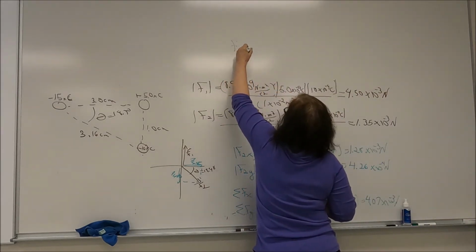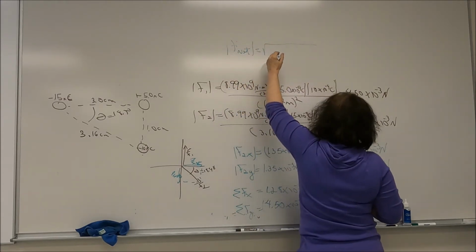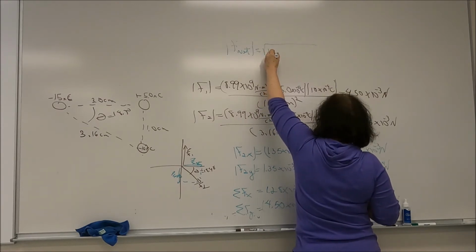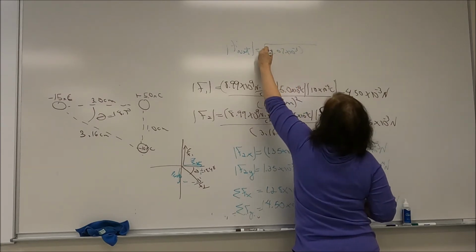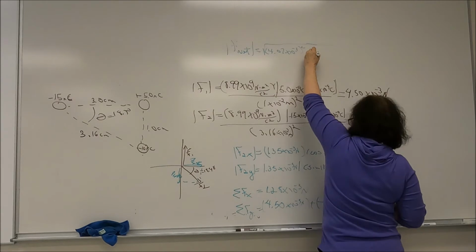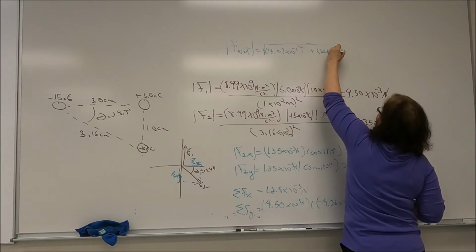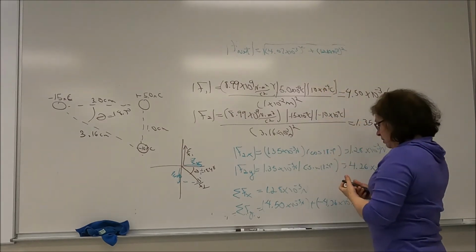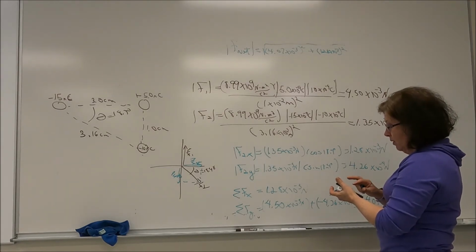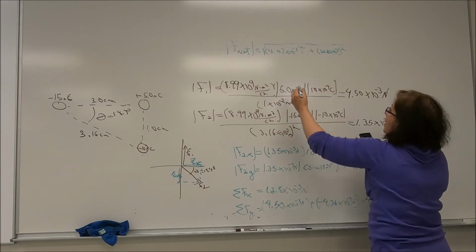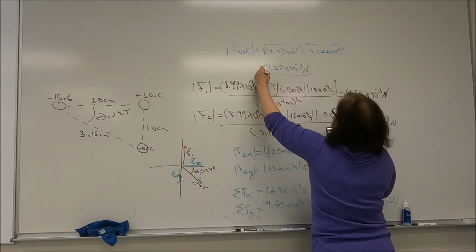So force net is going to be the square root of 4.07 times 10 to the minus 3 squared plus 1.28 times 10 to the minus 3 squared. So I square that, plus 1.28 times 10 to the minus 3 squared. Take the square root, and I get 4.27 times 10 to the minus 3 newtons.